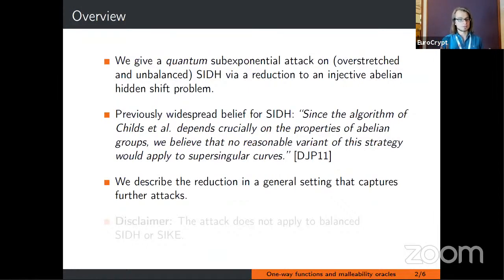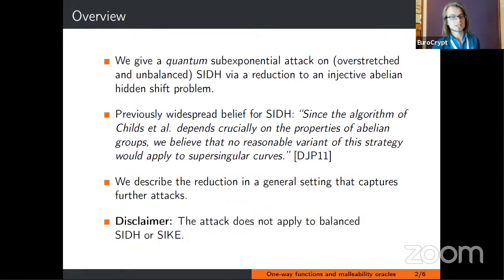We give our attack in a very general setting, so it also captures previous attacks and might be of interest for cryptanalysis in further areas. However, let me add a disclaimer right here. The attack does not apply to the balanced SIDH parameters as they were originally suggested by Jao and De Feo, or to the isogeny-based NIST submission SIKE for the post-quantum standardization process.